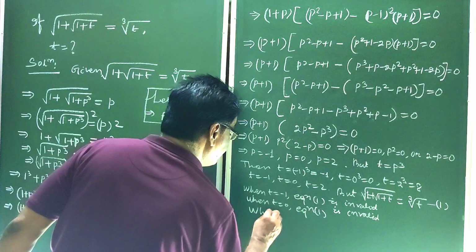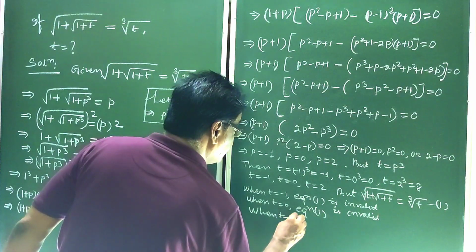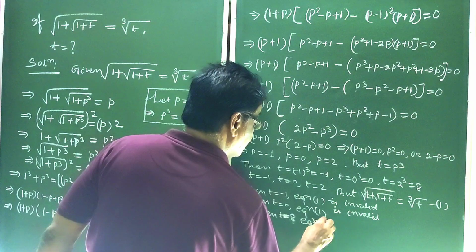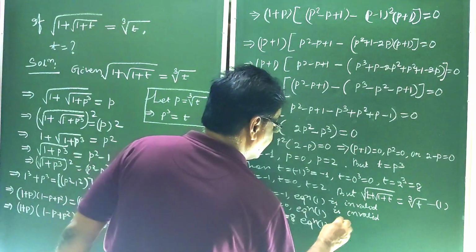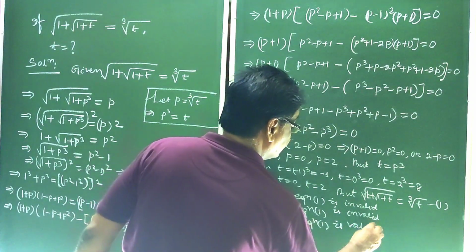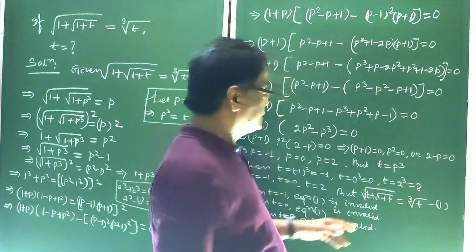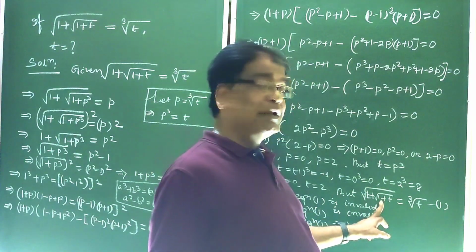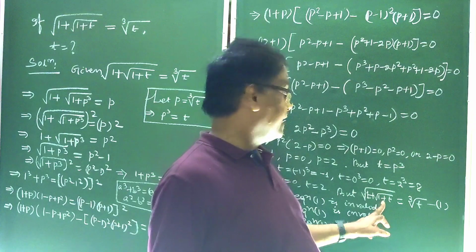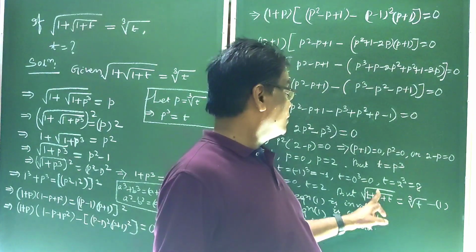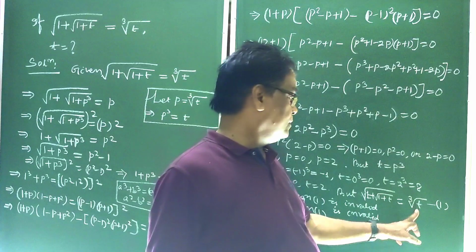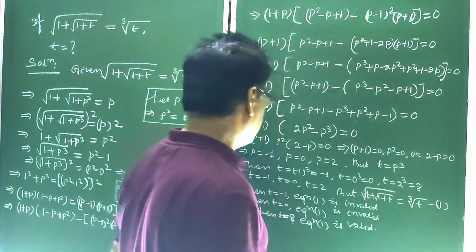When t is equal to 8, then equation 1 is valid, because when t is equal to 8, 1 + t will be 9, root 9 is 3, 1 + 3 is 4, root 4 is 2. And here the cube root of 8 is 2. 2 is equal to 2. So it is valid.